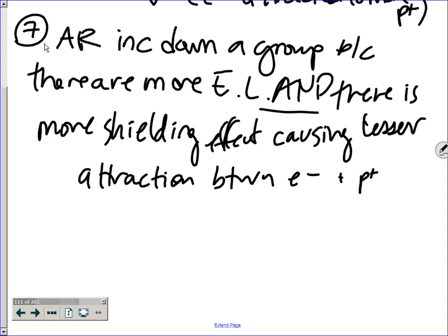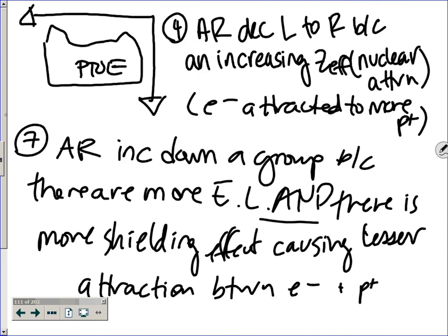So if we're talking about a period, what is the only factor we are mentioning across a period? So let's remind ourselves, was 4 or 7 talking about the period? You guys can do this, come on. 4, okay. So this one is talking about the period from left to right. So the only factor we mentioned there was what? Zeff, or nuclear attraction.